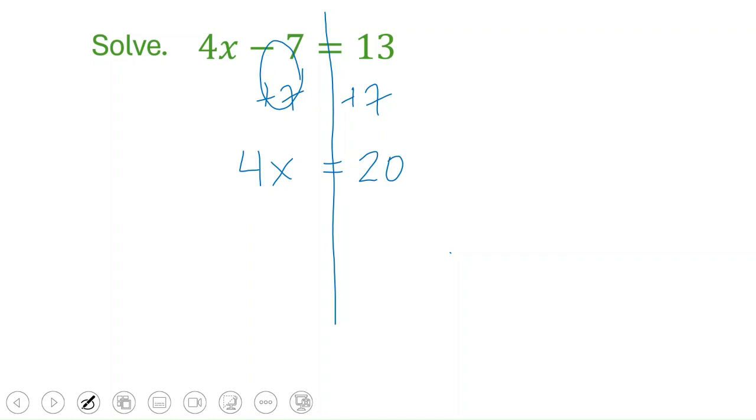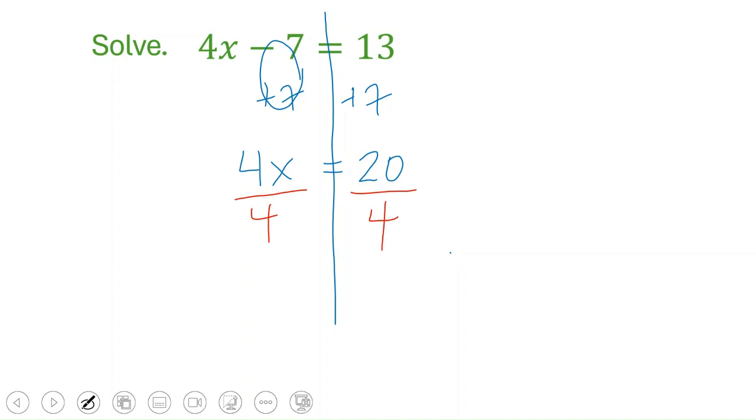According to order of operations, my next step is to do multiplication and division, and I see that I have multiplication. So I want to unmultiply 4 by x. The opposite or the inverse of multiplication is division. So I'm going to divide 4x by 4. What I do to one side of an equation, I do to the other side of the equation.